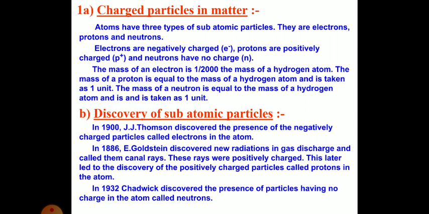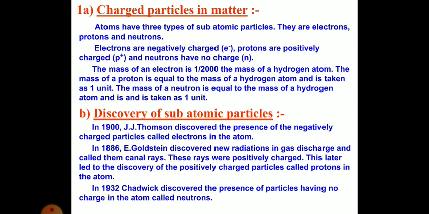Now students, let us see how the discovery of subatomic particles took place. In 1900 century, J.J. Thomson discovered the presence of the negatively charged particles, which we are calling electrons, in the atom. And in 1886, E.